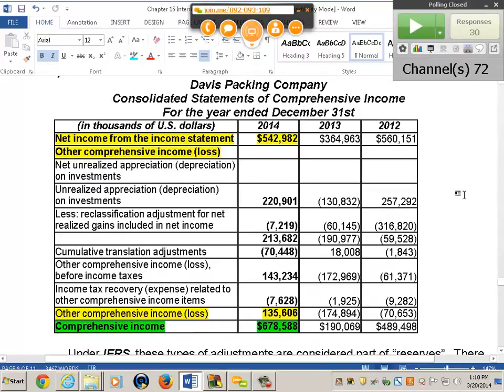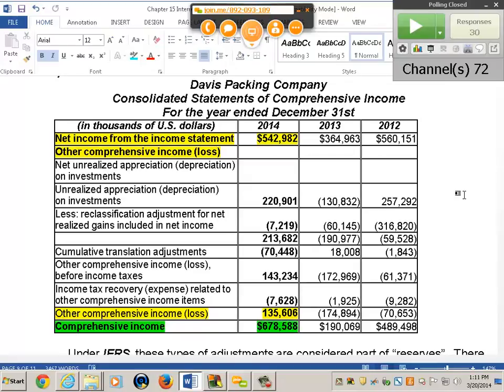the two-statement approach. That net income of $542,982 came from your income statement. So just imagine there's an income statement that has a bottom line of $542,982. Then you've got your comprehensive income. And you've got currency adjustments, you've got adjustments on securities, on investments. And let me just point this out to you, take a look at the volatility that these adjustment items occur.